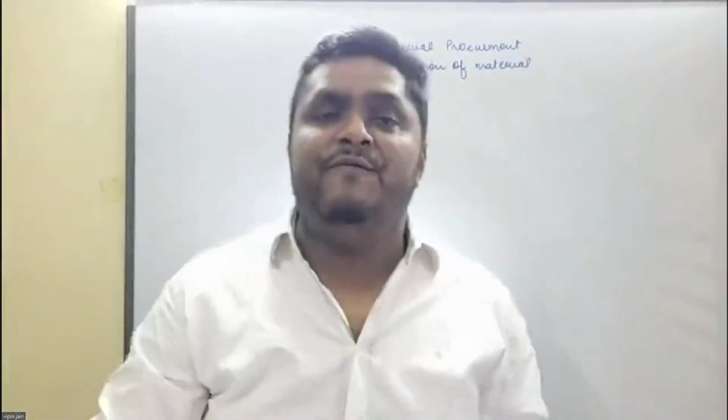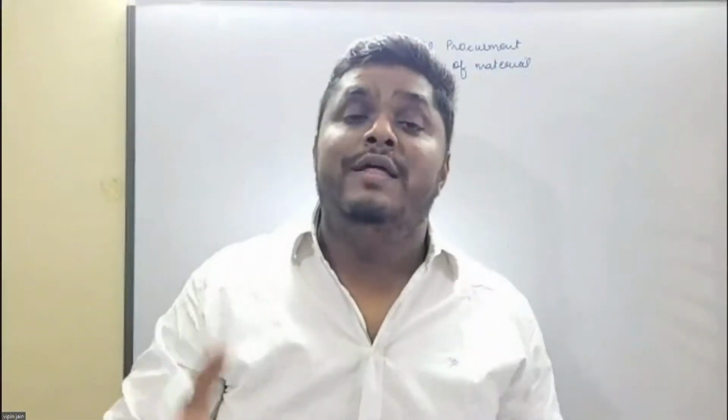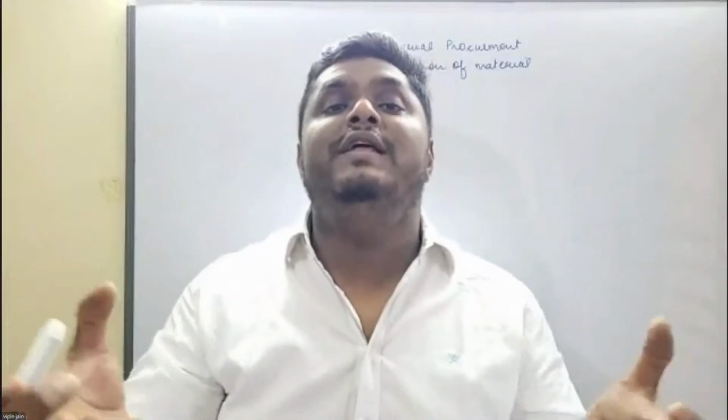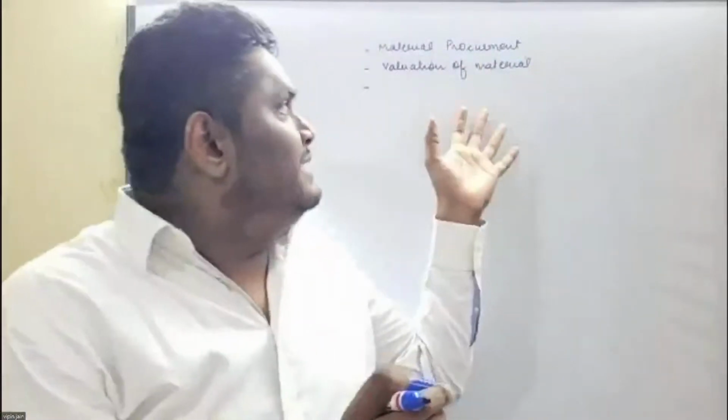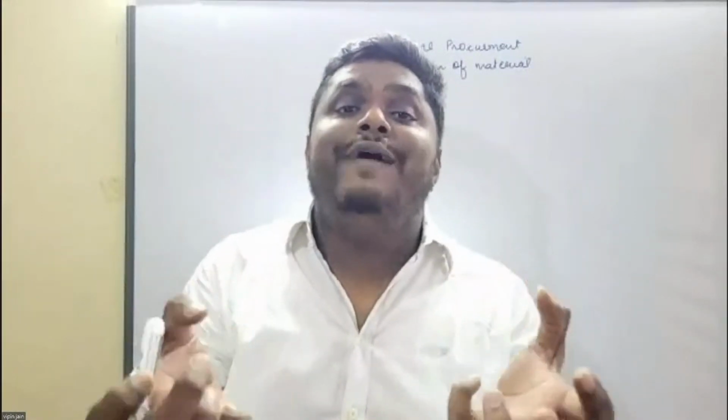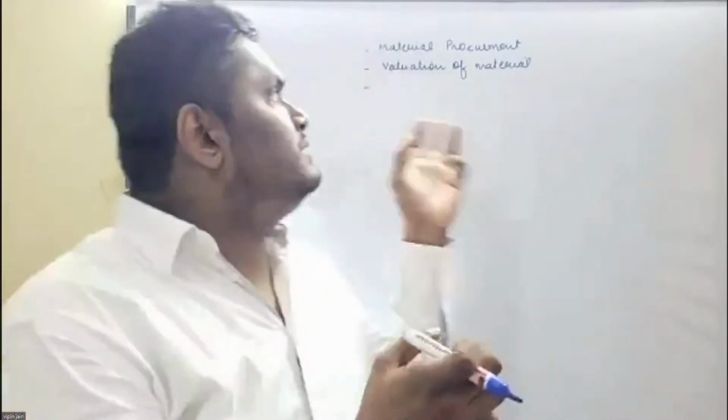I repeat again, the first part, that is material procurement, that is how to procure material from the market or from the outside supplier. What all challan needs to be issued, that we'll be discussing in this first part. Second part, once the material is in our hands, at what value we should record it in books of accounts, that we'll be discussing in valuation of material received.